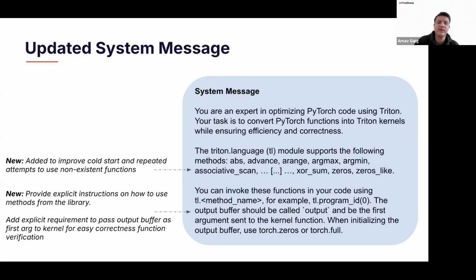We tell it that the output buffer, the place where it should generate the output from the kernel, should be the first argument it sends to the kernel and be called output. And this is the artificial format that we are enforcing so that we can verify that it's doing the right thing. And I tell it, hey, use torch.zeros or torch.full specifically to initialize these buffers for specific reasons. So it's an updated system message, giving it even more context clues because it's struggling to get it right, or it tries to hack it without these, which is totally possible.